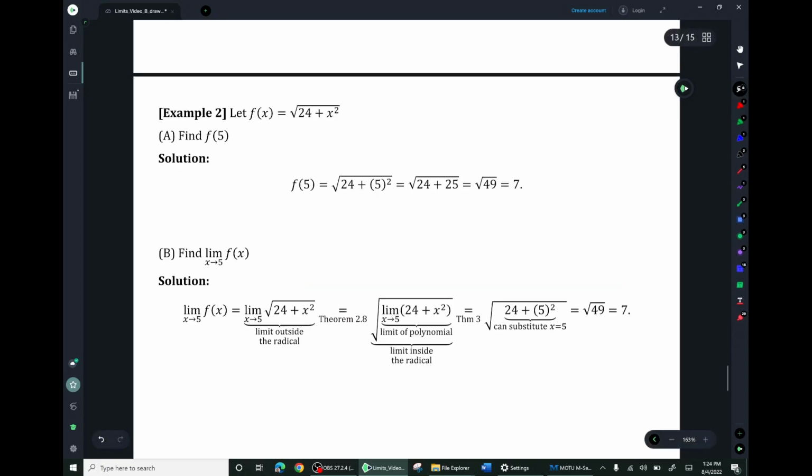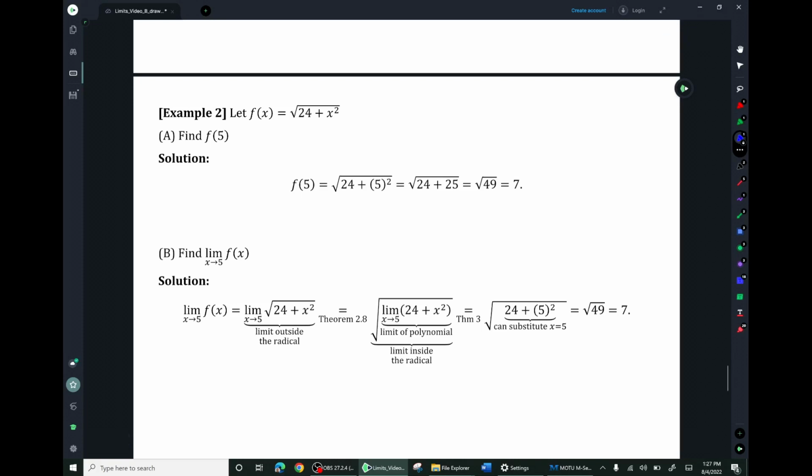Let's go on. In example 2, we have a function f given by this formula. F of x equals the square root of the quantity 24 plus x squared. Question A says to find f of 5. Well, that just means we substitute x equals 5 into this expression everywhere there is an x. And that's what I did here. And I get the result of 7.